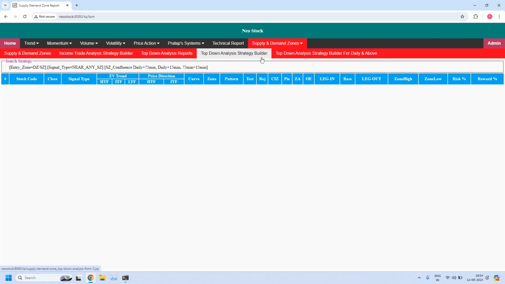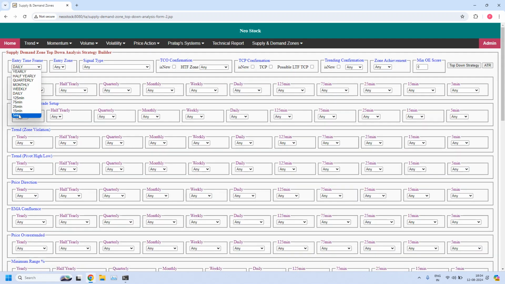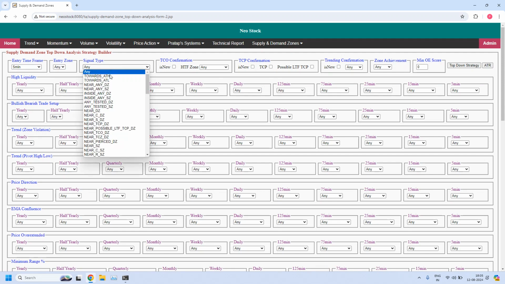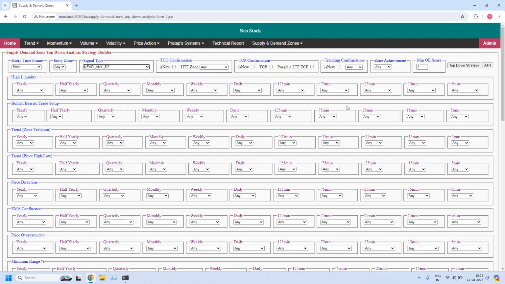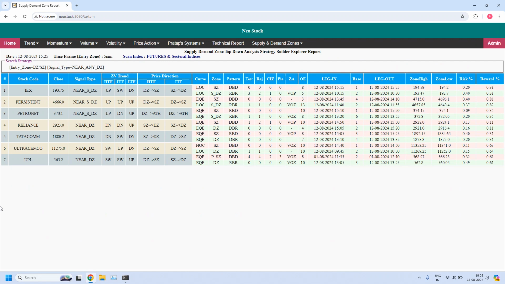Okay, now let's move on to the next time frame, 5 minutes. Let us find the stocks near the 5 minutes demand zone. 7 stocks are near the 5 minutes demand zone, but taking a trade directly on the 5 minutes is not really good, unless they are supporting bullish trade setup.